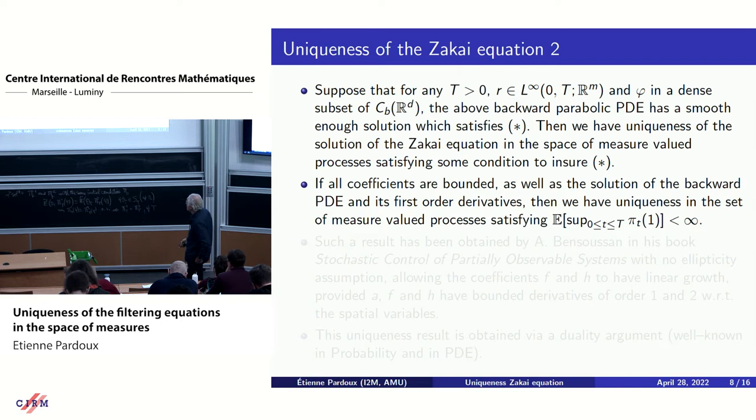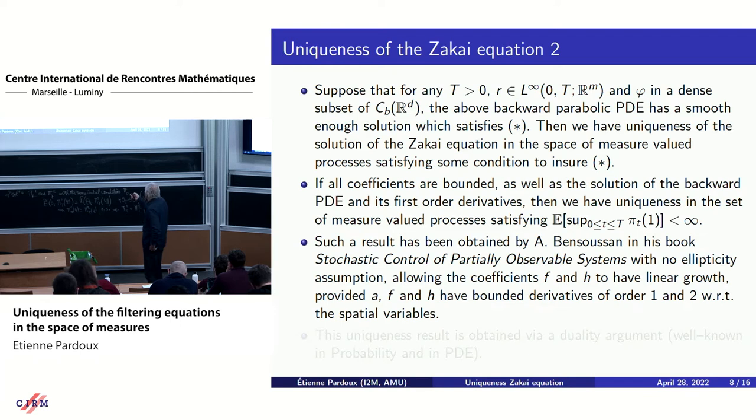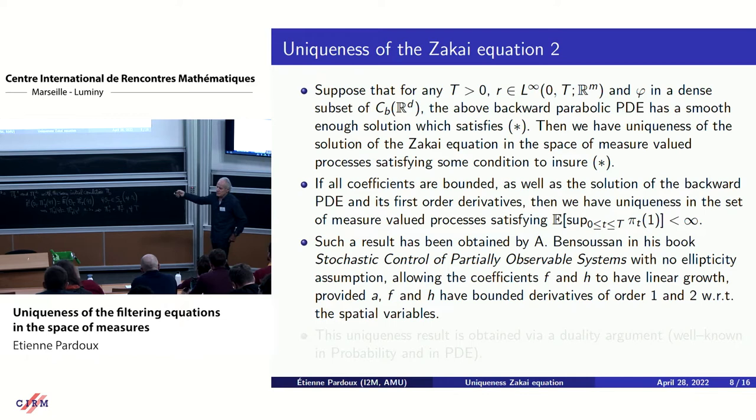Such a result has been obtained by Alain Bensoussan in a book, Stochastic Control of Partially Observable Systems. In his result, he has no ellipticity assumption, and even more than that, he allows the coefficients f and h to have linear growth, provided a, f, and h have bounded derivatives of order 1 and 2 with respect to the spatial variable. What is nice is that it includes the case of the Kalman filter, because he can allow the linear growth of some coefficients.